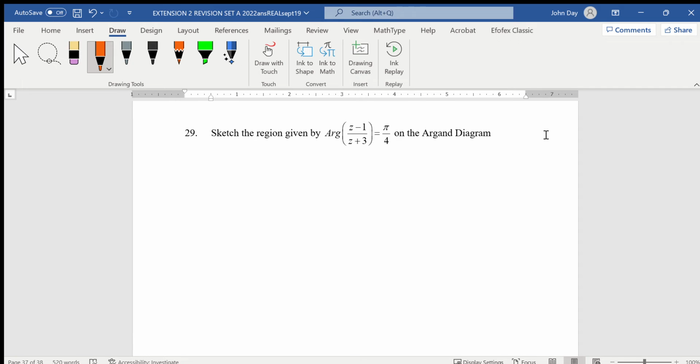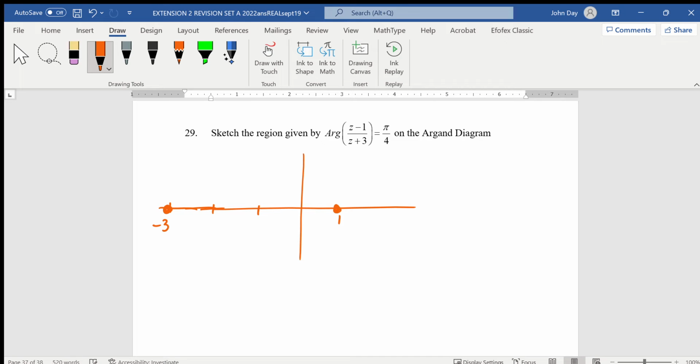All right, so this question is basically, you've got your real line here and it says z minus 1, so there's 1, and it says z plus 3, so 1, 2, 3, there's minus 3 there.